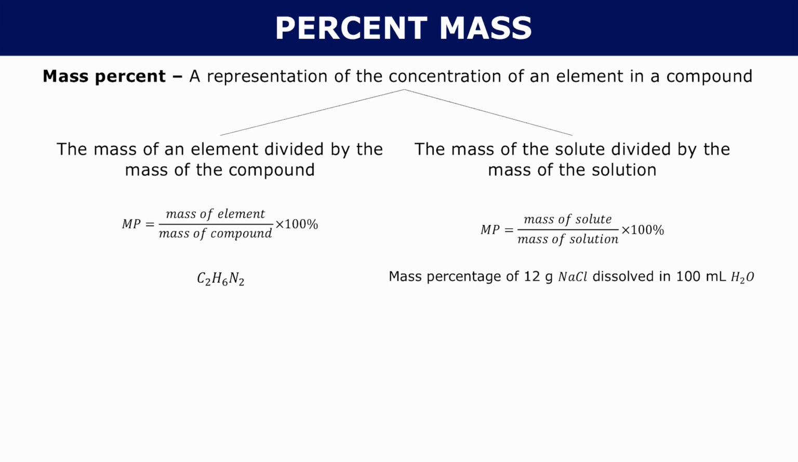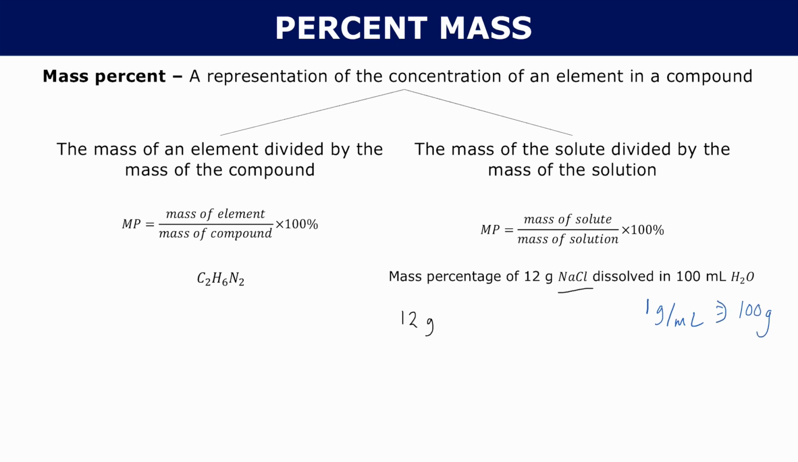So it's mass of solute over mass of solution. The solute that we have here is the sodium chloride. And we're told that we have 12 grams of it, so that part is really easy. The bottom part is going to be the mass of the solution. We know that 12 grams of sodium chloride is dissolved in 100 mL of water. How much does 100 mL of water weigh? Well, water has a density of 1 gram per milliliter, so 100 milliliters is going to be 100 grams.